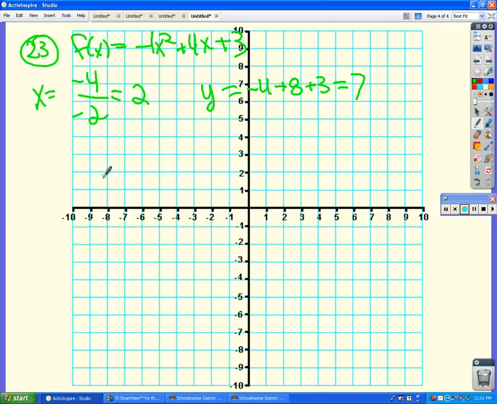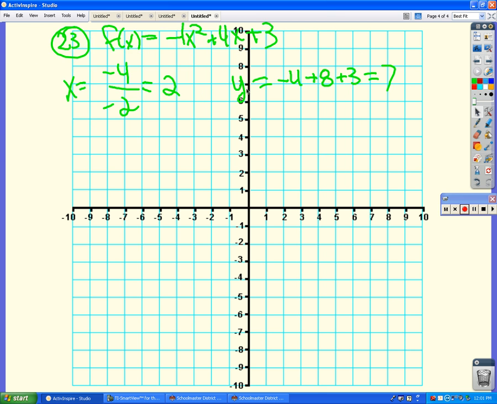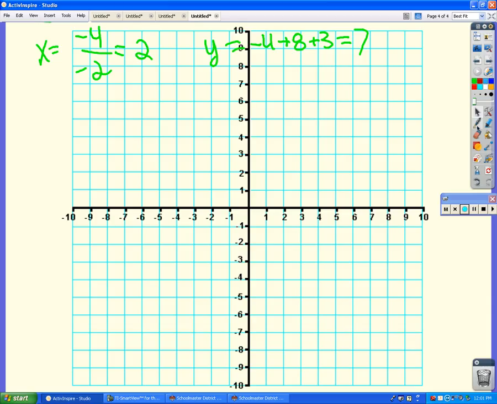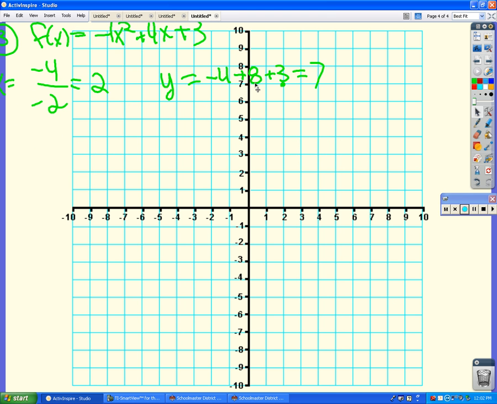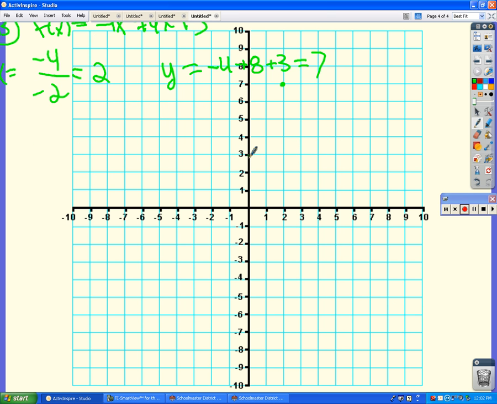Okay, so the vertex is at 2, 7. Everybody able to find that? Yeah. So that's 2, 7, that's the middle of the parabola. And then where does that cross the y-axis? What does C equal? 3. So it crosses the y-axis at 3. Okay, so there's half my parabola right there.